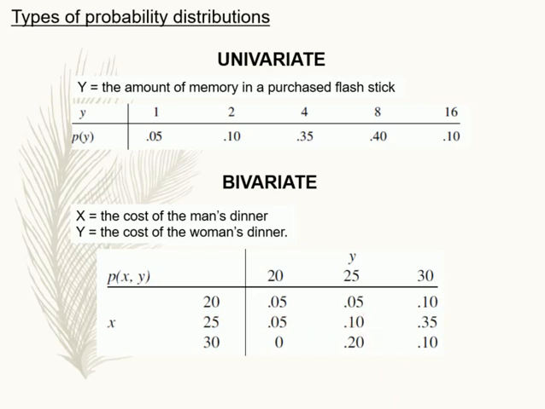This table is called a joint probability table. Just in the same way as all these values sum to 1, you're going to find that all the values in the table also sum to 1.